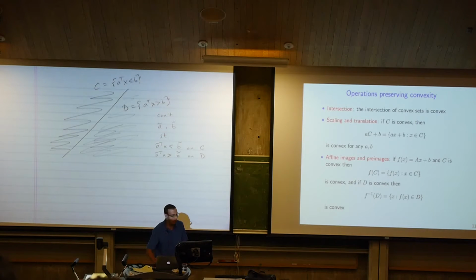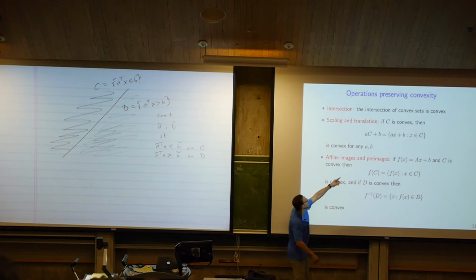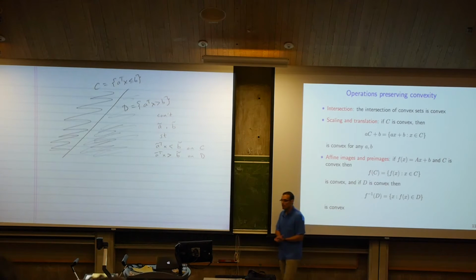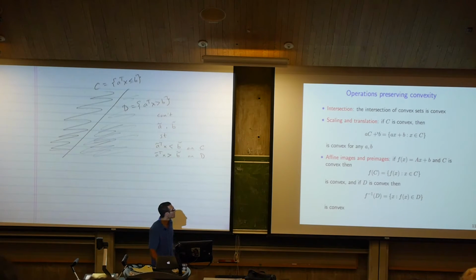So the intersection of any two convex sets is convex. If I take a convex set and I scale it and/or translate it, which means I multiply the set by a number a, and I add a vector b to it. So by aC + b, I mean the set of all ax + b, where x is in the set C. That's called a scaling. This is called a translation of the set. That's still convex when C is convex.